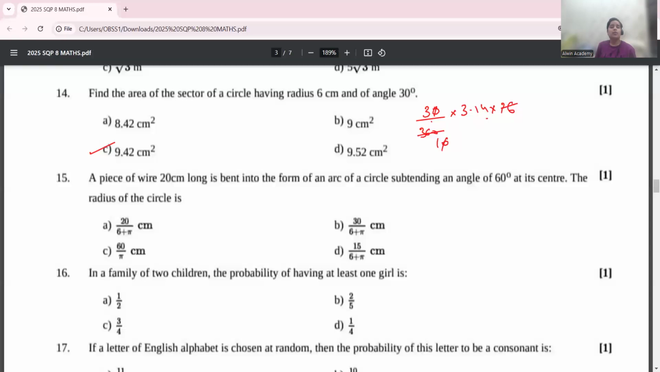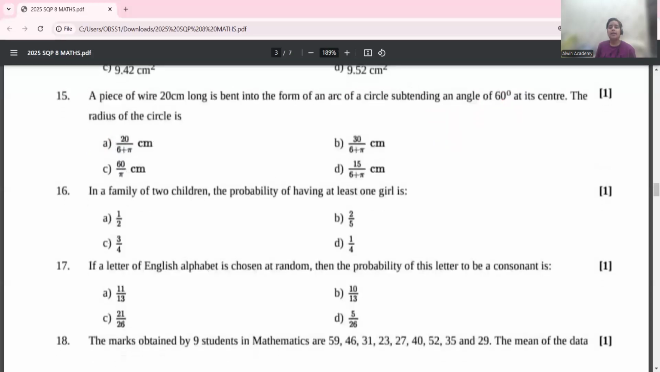A wire of 20 centimeter long is bent into the form of an arc of a circle subtending an angle 60 degrees. Theta is given 60 degrees. Length of arc is given 20 centimeter. We have to find the radius. Now length of arc is basically given by the formula: length of arc is equal to theta by 360 into 2 pi r.